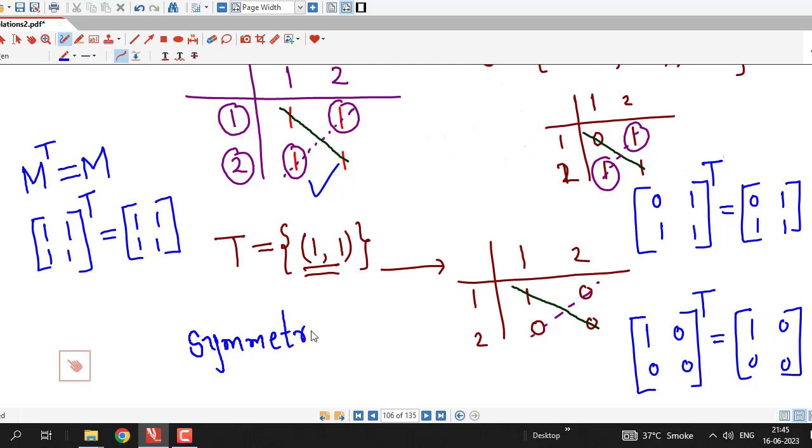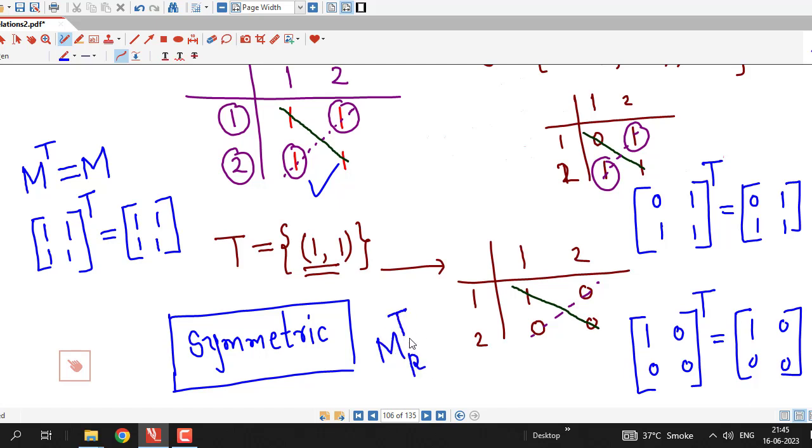Therefore, from the relation matrix itself, we can decide whether a given relation is symmetric or not. We have to find out the transpose of the relation matrix, and if we obtain the relation matrix as its transpose, then the relation matrix is symmetric and therefore the given relation is also symmetric. Or we can check whether entries are symmetric with respect to main diagonal or not.